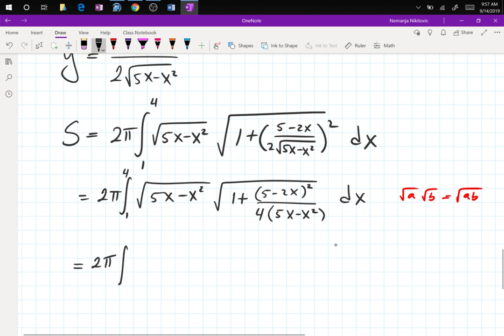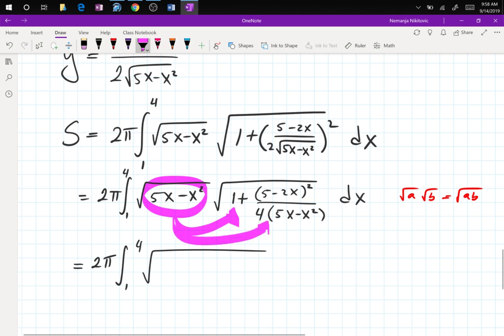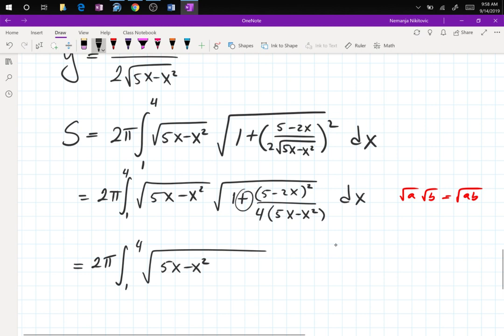So 2 pi integral 1 to 4, and now it's just one big square root. Now, guys, this 1 unit multiplies into 1, and then multiplies into this, right? So it distributes over both. So I use it as a unit. So when I multiply it by 1, I just get 5x minus x squared.